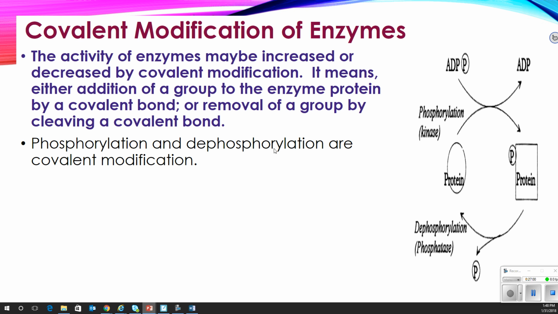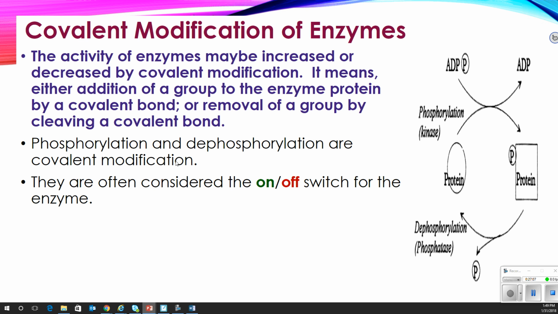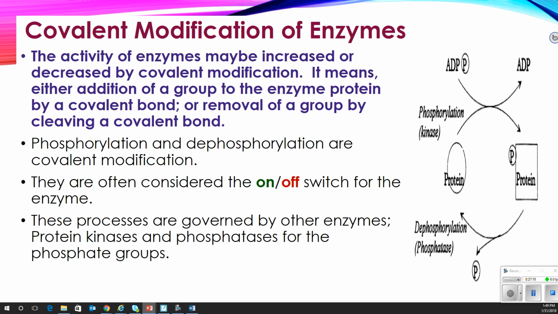Phosphorylation, basically adding a phosphorus group or phosphate group, or taking one away, are covalent modifications. They are considered an on-off switch for an enzyme. So if I add one or take one away, I'm doing the on-off switch. These processes are governed by other enzymes, protein kinases and phosphatases, for the phosphate group. So going from ADP to ATP.